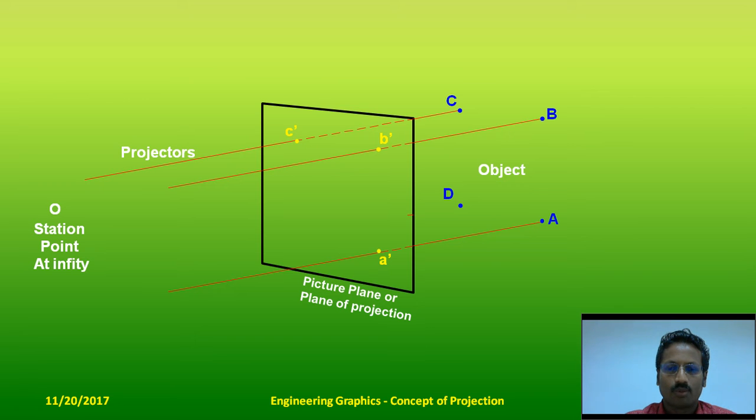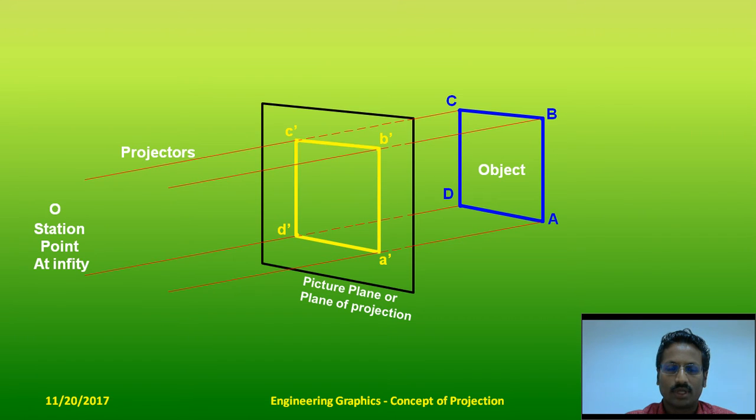Then there's a point D behind the picture plane, and the observer casts a ray on the object and obtains a piercing point, which is nothing but the projection of the point D, which is labeled as D dash. If ABCD is an object made out of lines AB, BC, CD and DA, then the image or the projection of the rectangular object is obtained by joining the projections of the endpoints of the respective lines AB, BC, CD and DA.